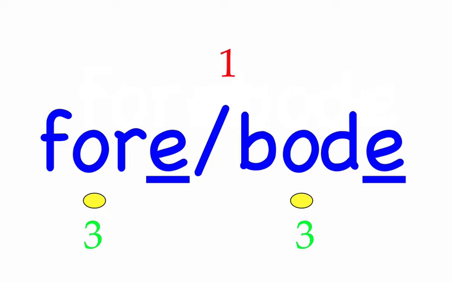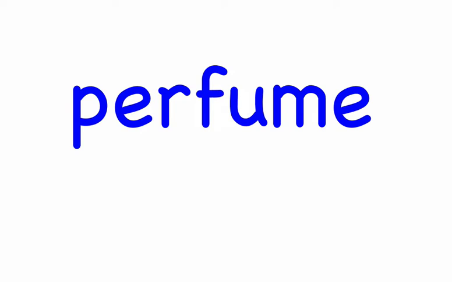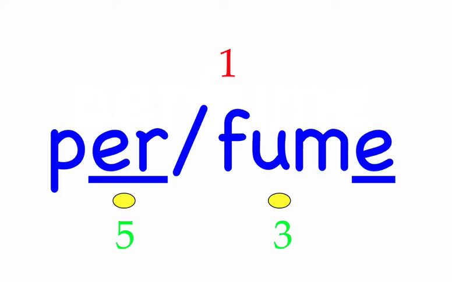Perfume. That perfume smells very nice. Per has two sounds. P, R. Fume, three sounds. F, U, M. Perfume. Mark the word.